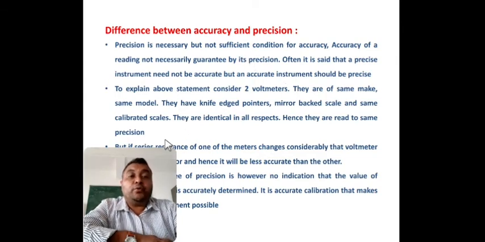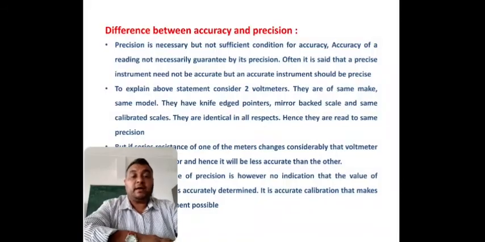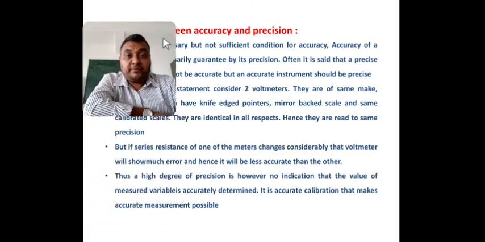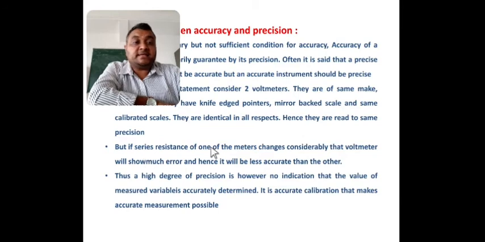To explain the above statement, one example is given here of two voltmeters. The two voltmeters are made with the same rating by the same company, but if you make some change, for example one resistor is connected in series, it will definitely give a different value. Here it is explained that if the series resistance of one of the meters changes considerably, that voltmeter will show high error, and hence it will be less accurate than the other.